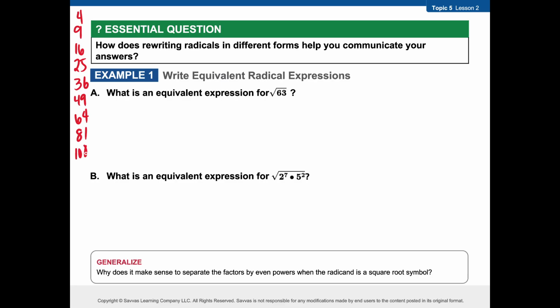10, 11 times 11, 12 times 12, 13 times 13, 14 times 14, 15 times 15, 16 times 16, 17 times 17, 18 times 18, 19 times 19, and 20 times 20. Those are your perfect squares. If you're able to square root any of those, it comes out to be a whole number.